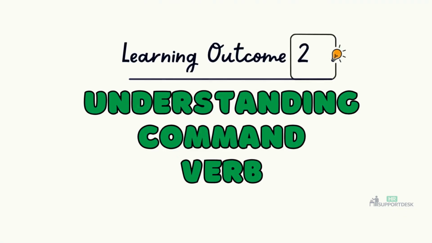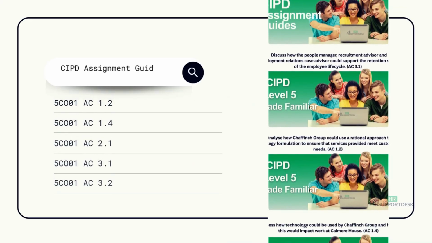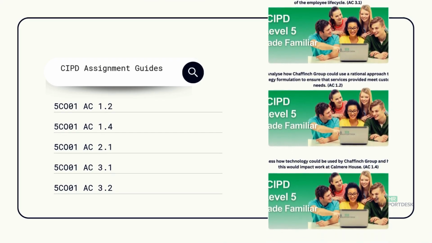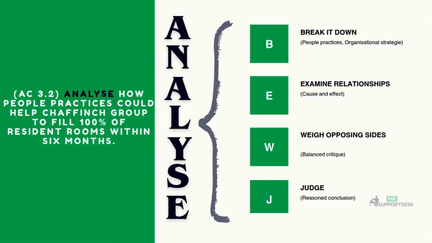But understanding the question is only the tip of the iceberg. To fully meet any CIPD assessment criterion, it is essential to understand the command verb as it determines how your answer will be developed. The command verb in AC3.2 asks us to analyze. This is a command verb you will encounter frequently throughout your CIPD assignments, so developing a clear understanding of it is important. To analyze means to break a topic into its key components and examine how those components relate to one another. In CIPD assignments, analysis requires you to explain how and why different factors influence organizational outcomes.